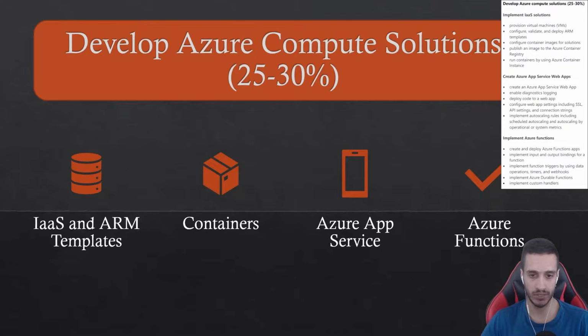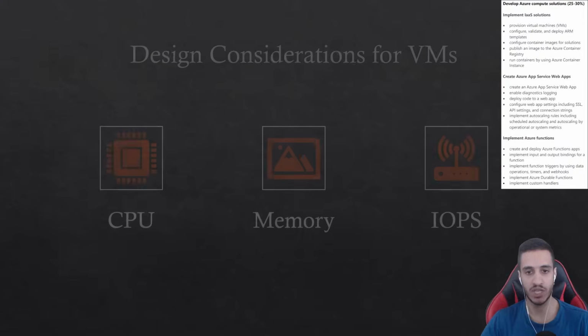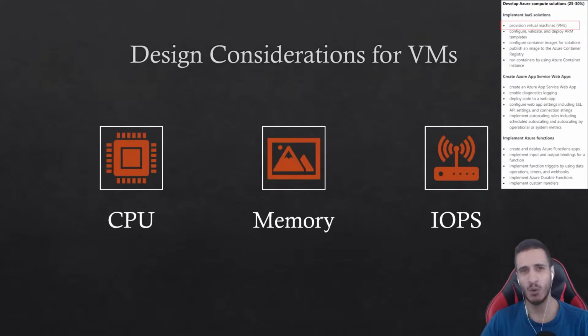Then we're going to move to containers, then Azure App Service, and last but not least, we'll talk about Azure Functions. Starting with the IaaS and ARM templates, we have the section of provisioning virtual machines. Now, this exam is not really heavy on the virtual machines part, but there are some things that you need to take into consideration. When we talk about provisioning virtual machines, there are a couple of design considerations that you need to think about before creating a virtual machine.